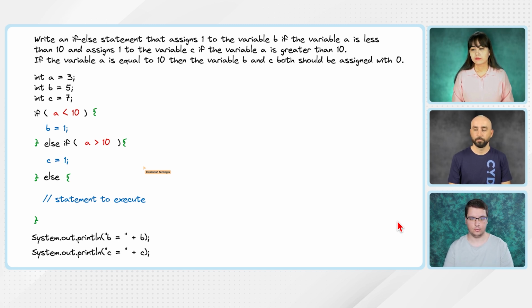So I'm gonna put that part in the else. So if none of the conditions are true, the question says that I need to assign B and C, both of them with 0, right? So here I need to say B is 0 and C is 0.